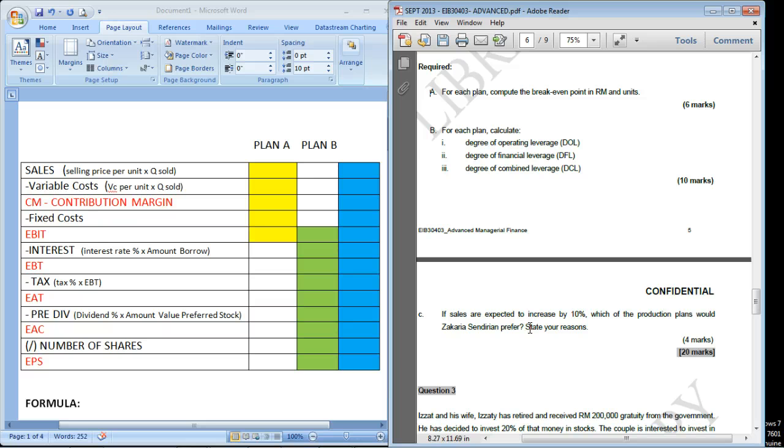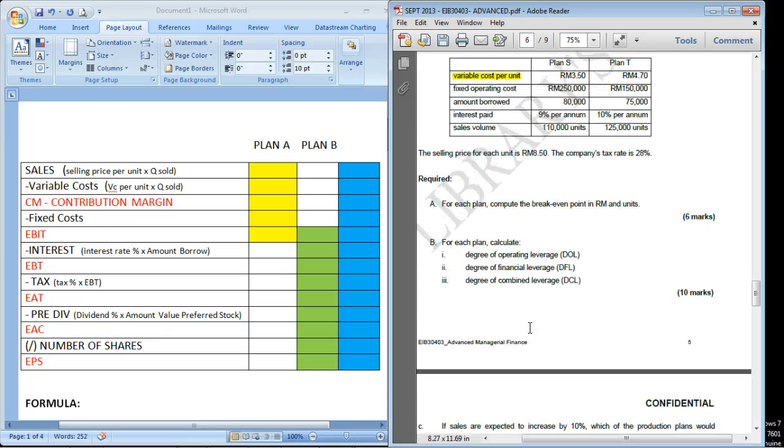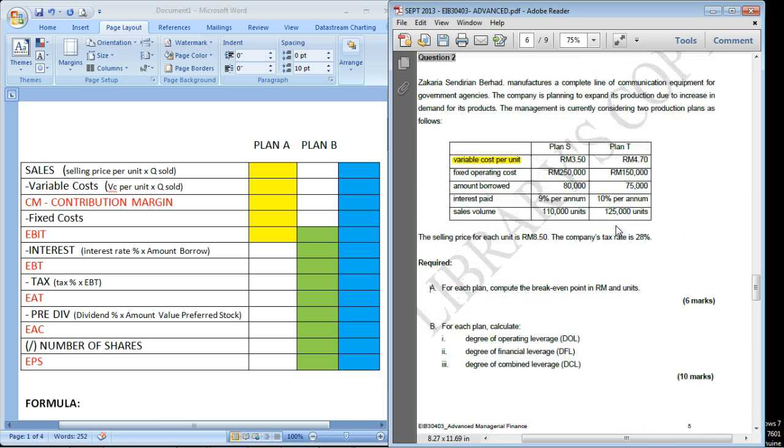So it's the same step, but the problem now is you can't calculate directly. Why? Because you need to construct the income statement first. Remember class, I don't allow you to calculate first. It's compulsory to construct an income statement. I will give you marks on your income statement. Marks are provided on that.